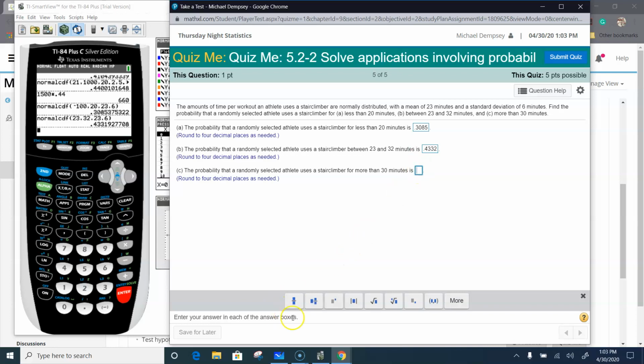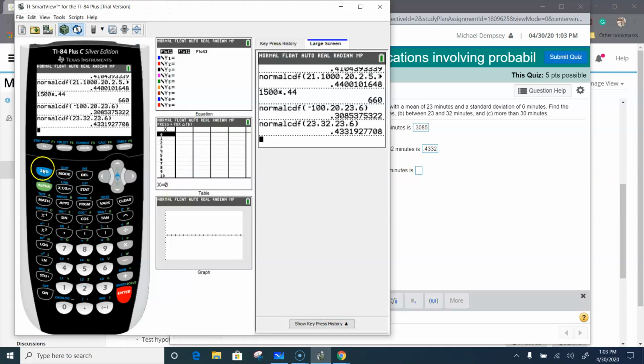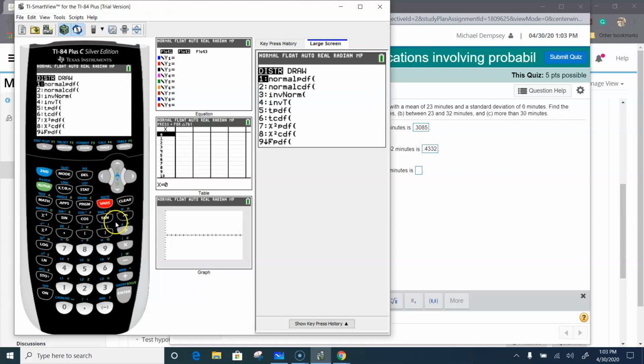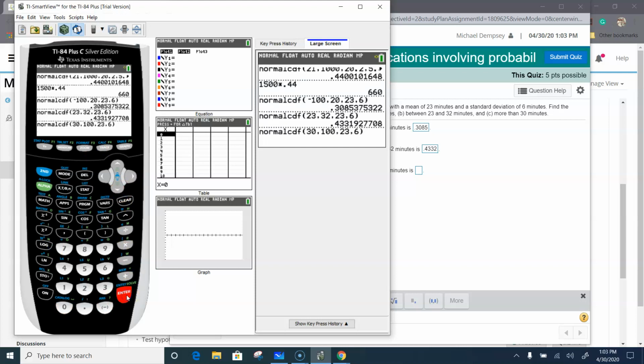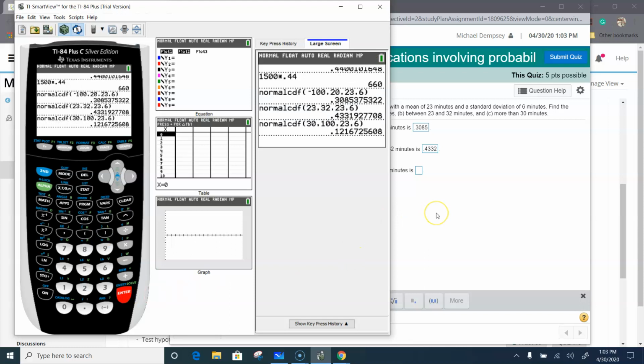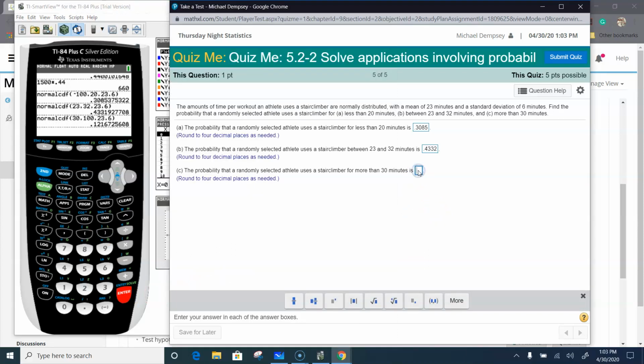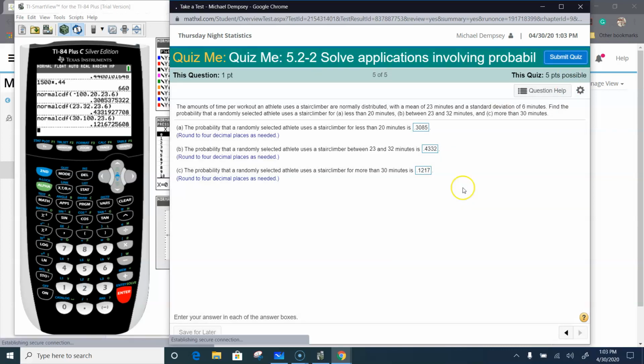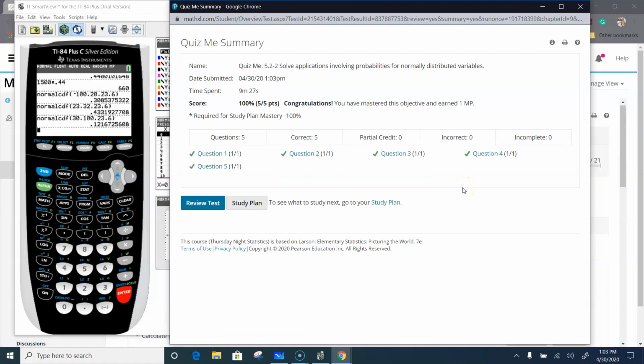And the last one, more than 30. So now 30 becomes my lower limit. Upper limit, something really big, like 100. Nobody's going on the stair climber for 100 minutes. 0.1217. Hopefully I didn't make any errors there. So far, so good.